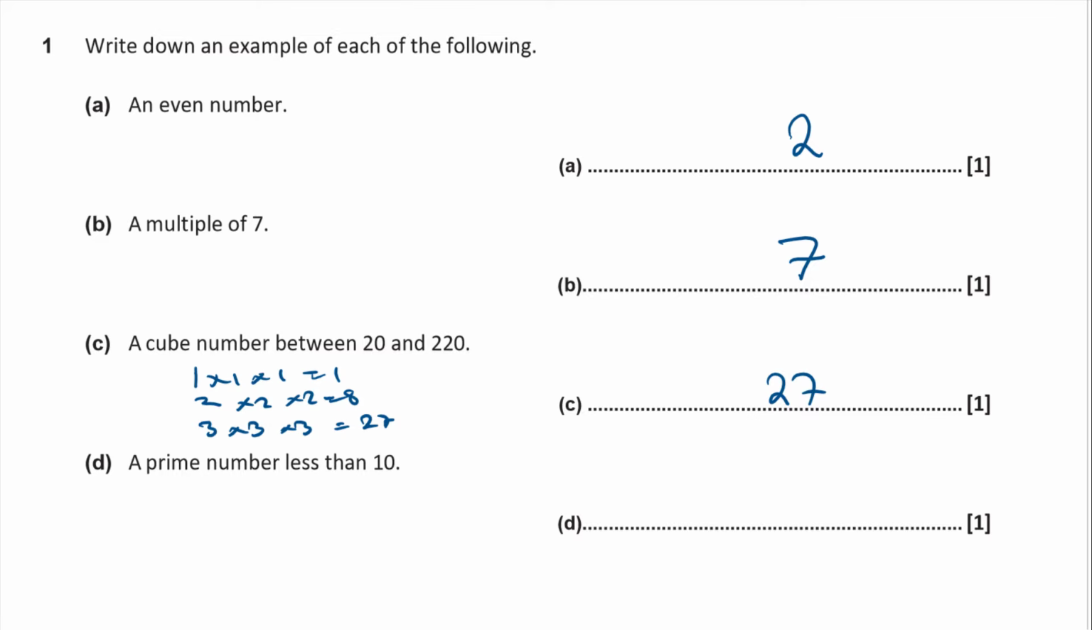And then a prime number less than 10. Okay, well, you can have the numbers 2, 3, 5 or 7. I'm going to go for 5 because I've had 2 and 7 already. So there we go, 5.